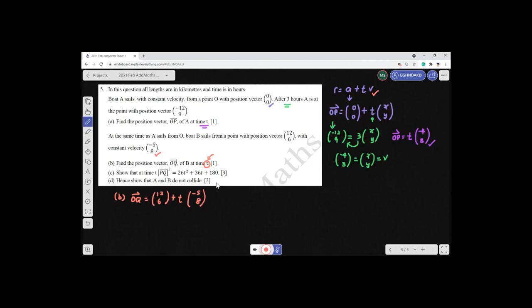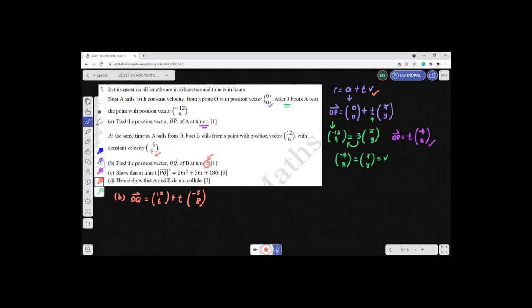So if a question like this comes out in your exam, which is another free break for you all, please, 1 mark is also a mark. So please take it away. Don't forget the formula r equals a plus tv, and this will always help you to score.